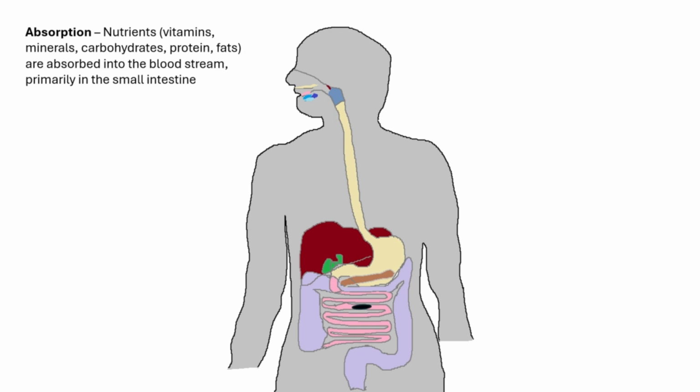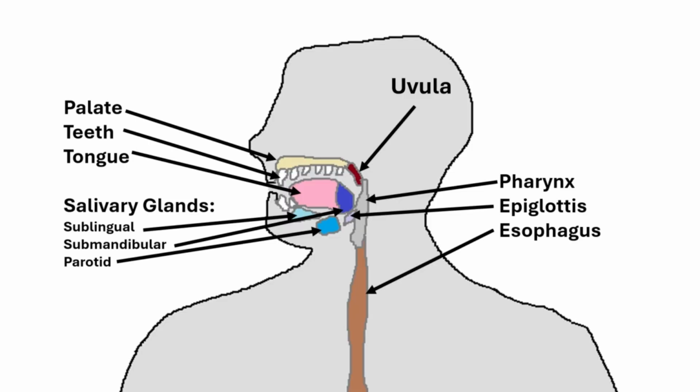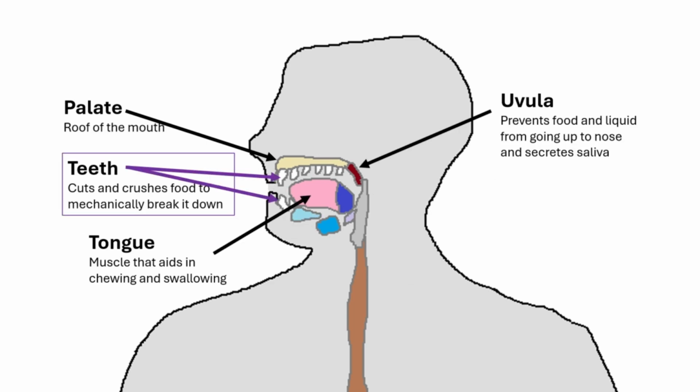The next process is absorption, where nutrients are absorbed into the bloodstream. This mainly occurs in the small intestine. Lastly, defecation occurs, whereby the remaining food is expelled from the body through the anus. Now, let's cover the parts of the digestive system that make this process happen.